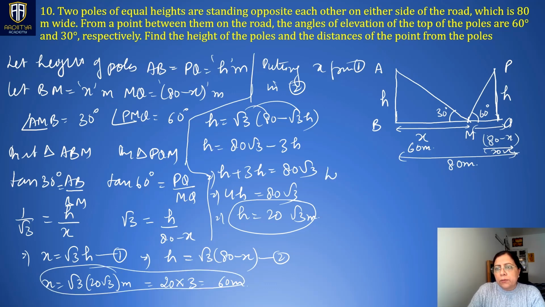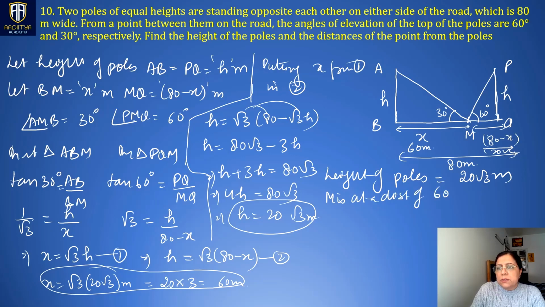So we can write here: height of poles is equal to 20 root 3 meters and M is at a distance of 60 meters from B and 20 meters from Q. That means that the point is at a distance of 60 meters from pole AB and 20 meters from pole PQ.